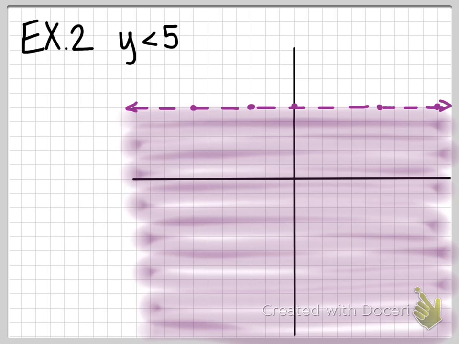If you're not sure, you can pick a test point. So if I plugged in (0, 0), 0 is less than 5 is a true statement. So I shaded on the side of the line where (0, 0) came from.